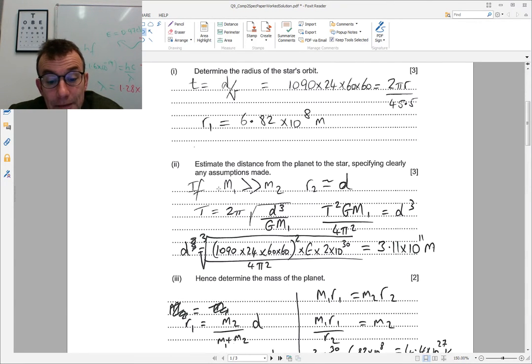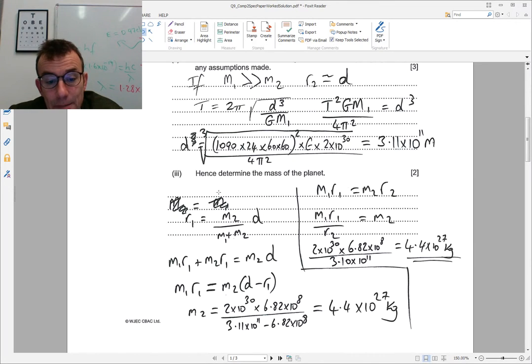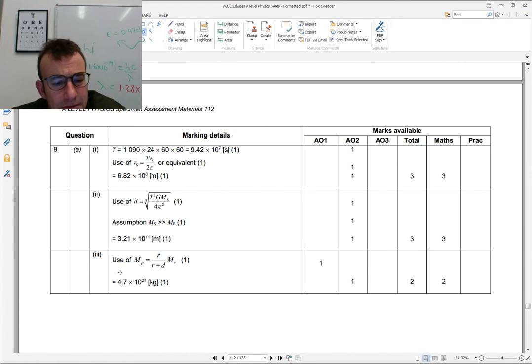And then having done that, we then had to determine the mass of the planet. There was a formula on the formula sheet. That's the method to the left down here. And if you work through it, like lots of you did, then you get an answer out. The correct answer is 4.4 times 10 to the 27 kilograms. That's what I got. I think the mark scheme is slightly different: 4.7 times 10 to the 27 kilograms.